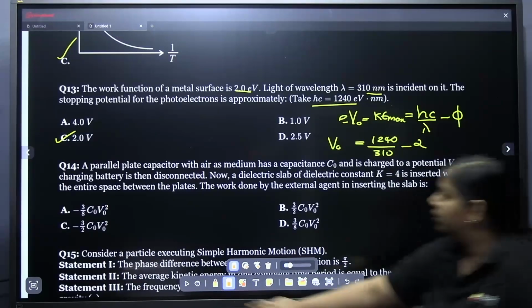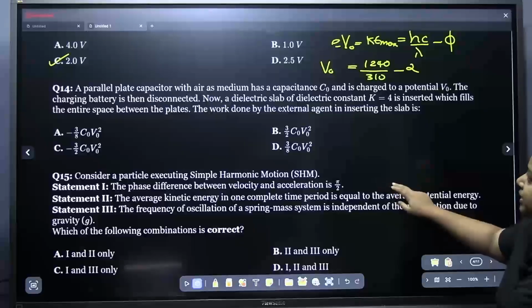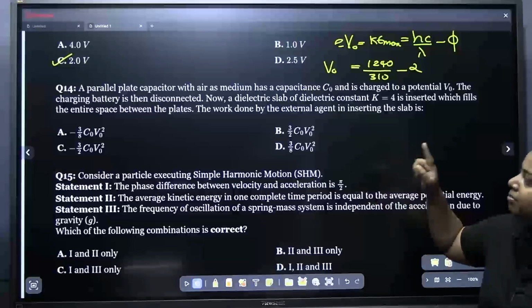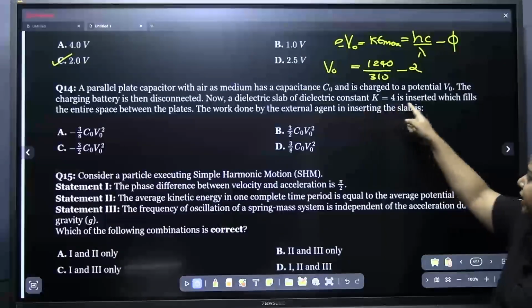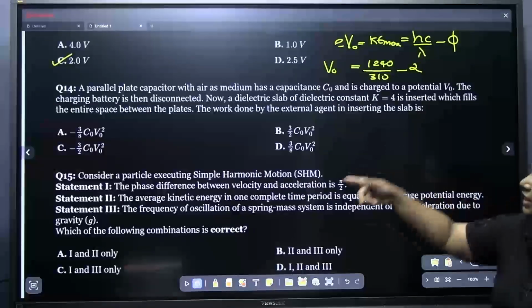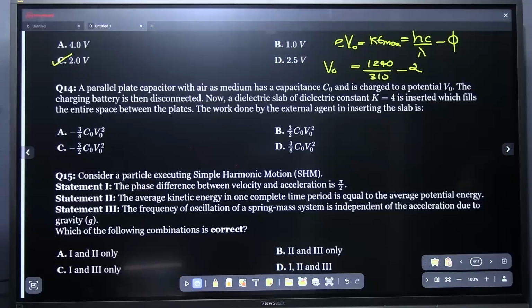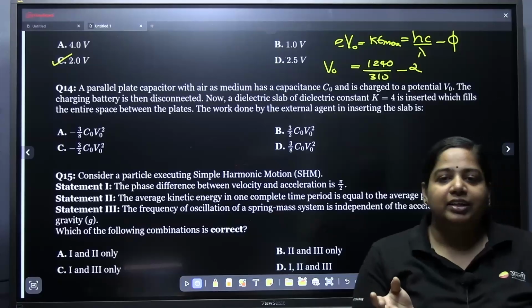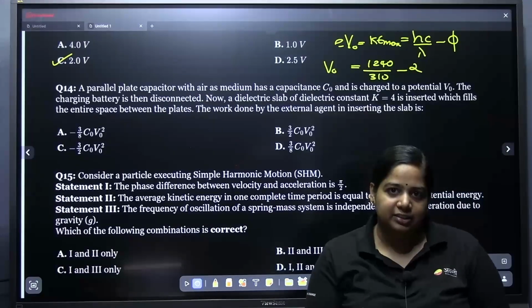Next one. A parallel plate capacitor with air as medium has capacitance C naught and is charged to potential V naught. The charging battery is then disconnected. Now a dielectric slab of dielectric constant K is inserted, which fills the entire space. Work done by external agent in inserting the slab, so work done you have to calculate. Work done is like potential energy, right? Change in potential energy in this case.